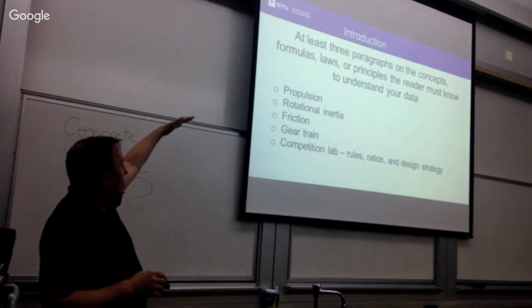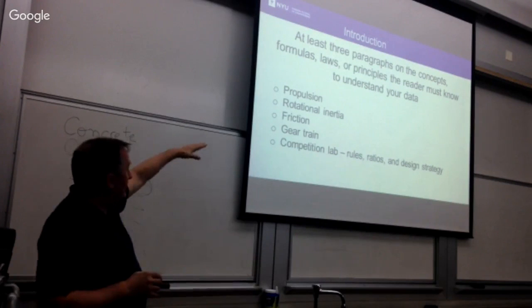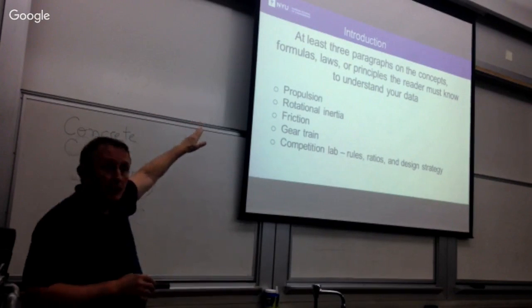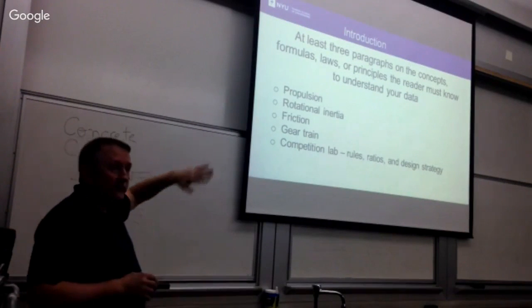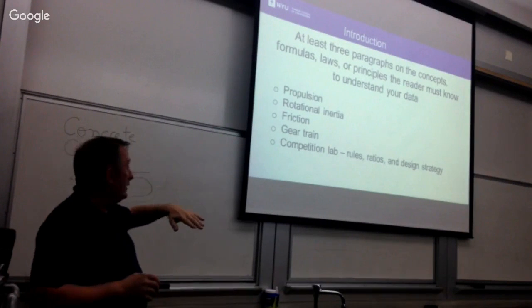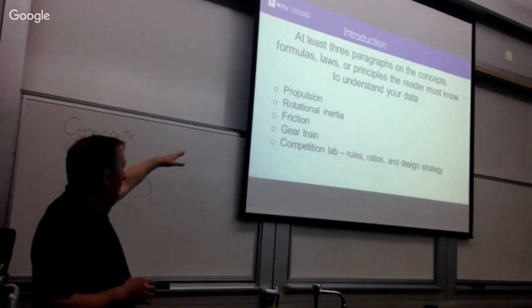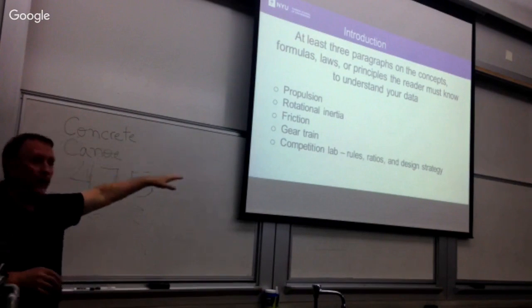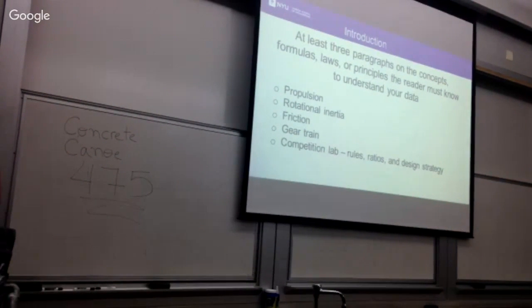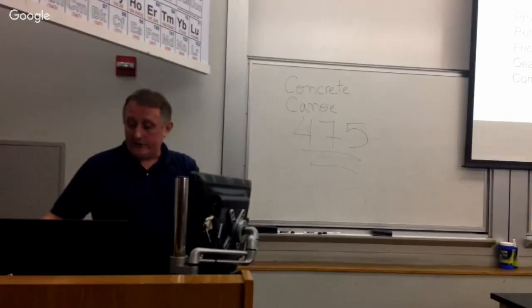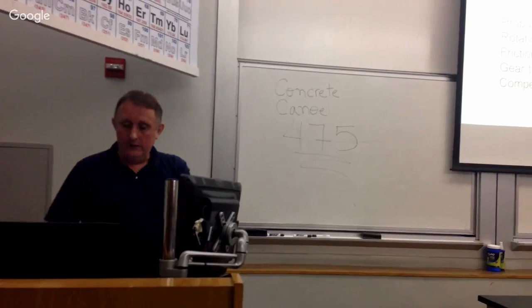Additionally, your introduction should be organized in a fashion such as this. It should go from the general to the specific. A general discussion of propulsion with some discussion of how it was applied in the lab. Same thing with rotational inertia, same thing with friction. And then finally coming down to the rules and a discussion of what controlled the result in the mousetrap car lab. Right? So from the general to the specific, that's true of all lab reports that you write in this class.